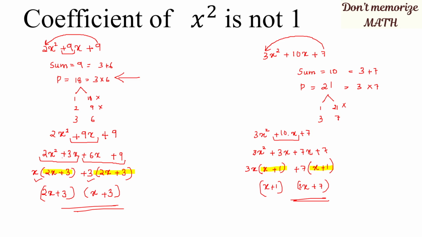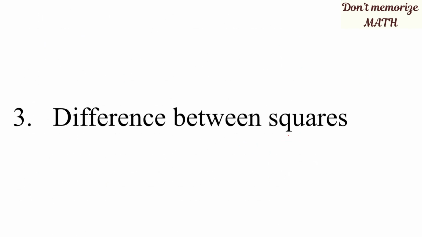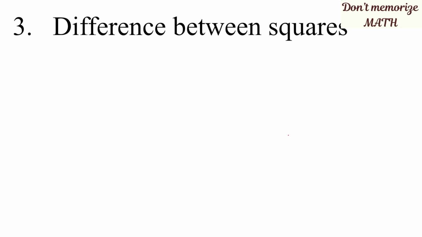So the last type of factorization is difference between squares. Actually we have three types of question in difference between squares. I am just explaining the concept that you should understand, so you can solve more and more problems. If I get time, I will be solving more past papers on this channel.